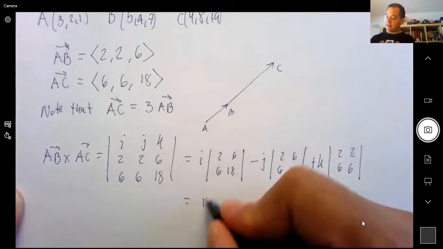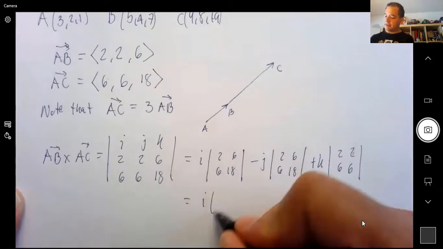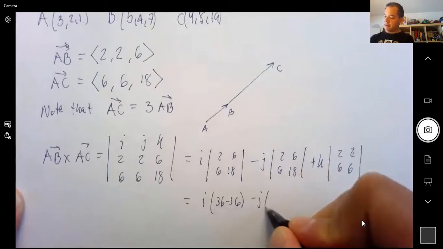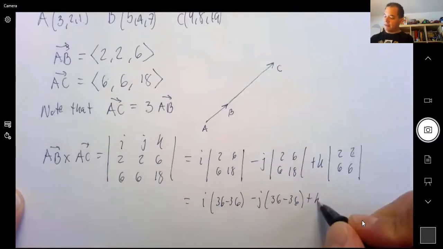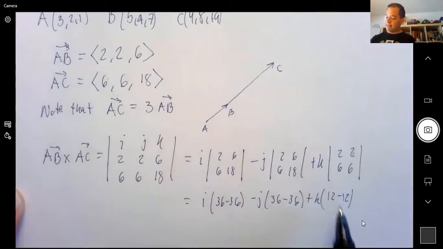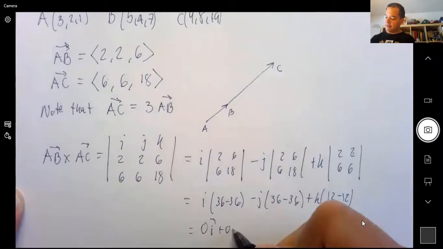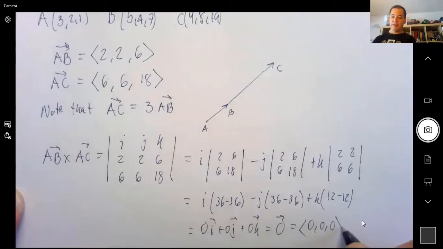And what is this? This is 2 times 18, that's 36, minus 6 times 6, 36 minus 36. And over here, 2 times 6, 12 minus 12. So they're all zeros. So it's 0i plus 0j plus 0k. So that's the 0 vector, 0, 0, 0. And because we got the 0 vector, A, B, and C are collinear.